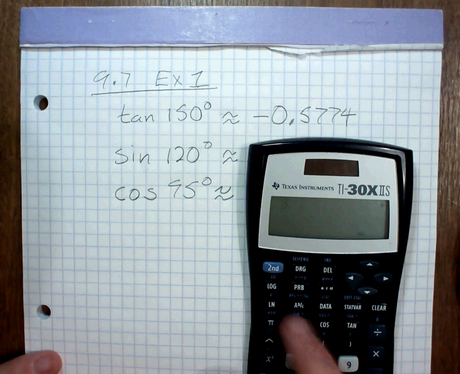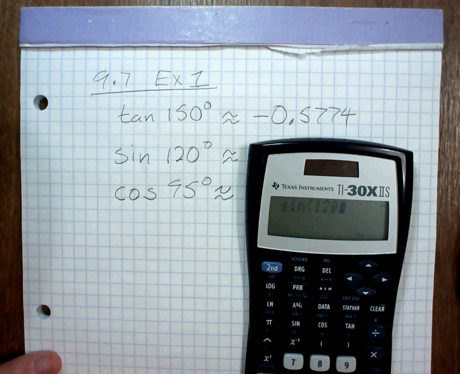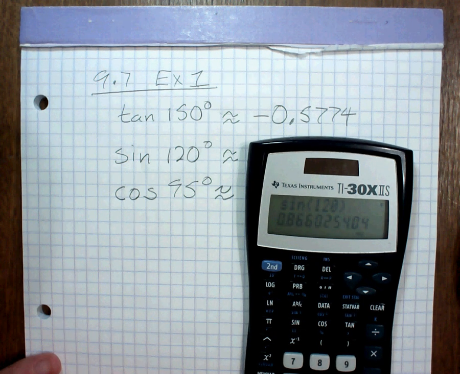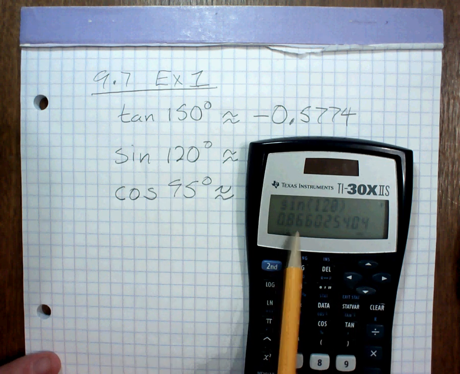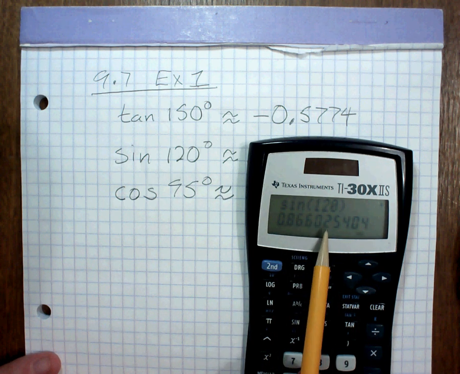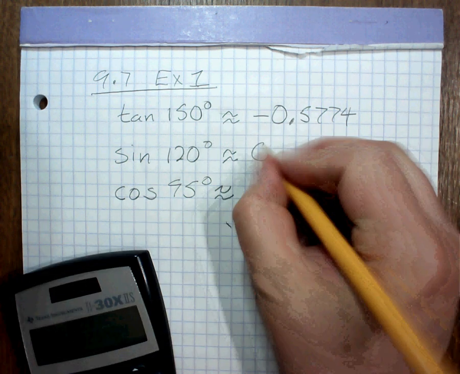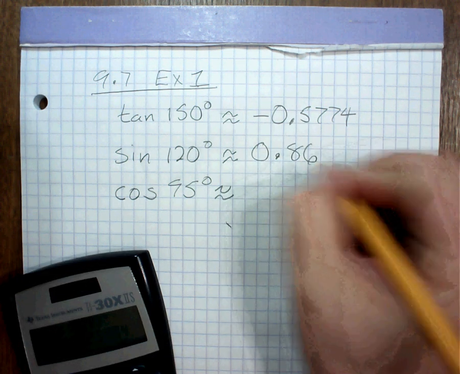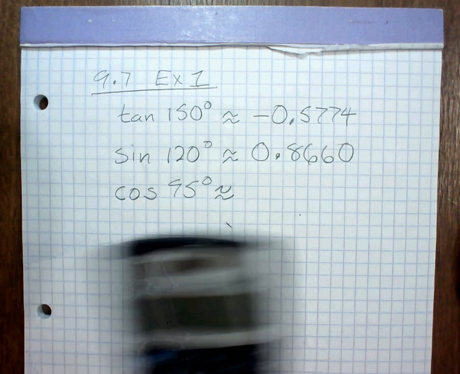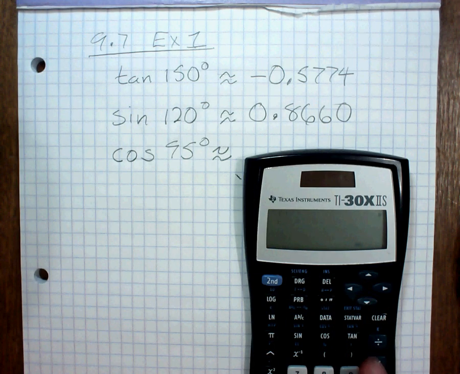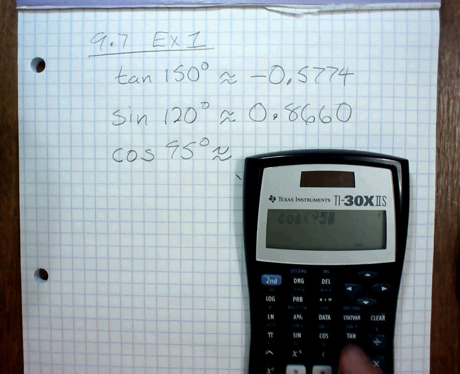We're just going to hit sine of 120 degrees. And again, if I'm rounding to the 4th decimal place, I go 1, 2, 3, 4, and I look at the one to the right, which is actually the 5th decimal place. It's 4 or less than 4, so I round down. So this just becomes 0.8660. And then for the last one, I'm just going to take cosine of 95 degrees.